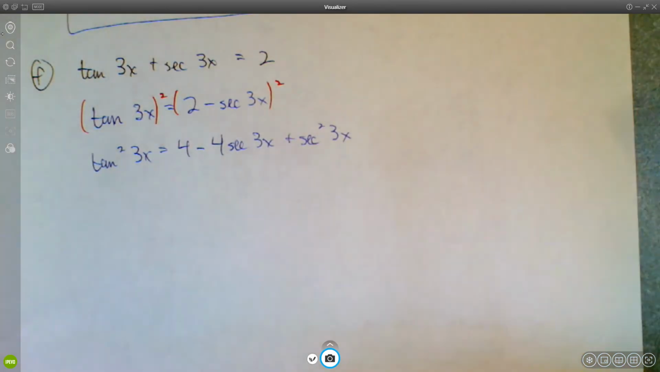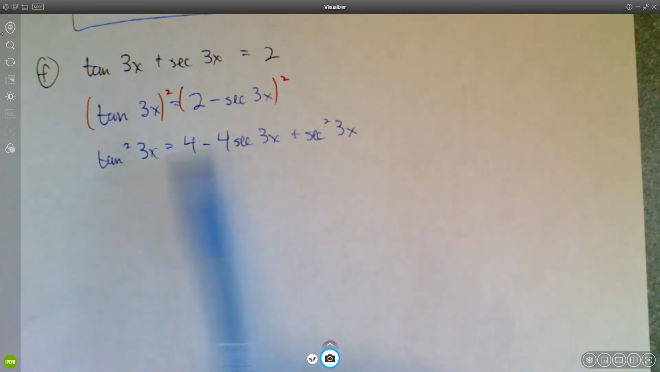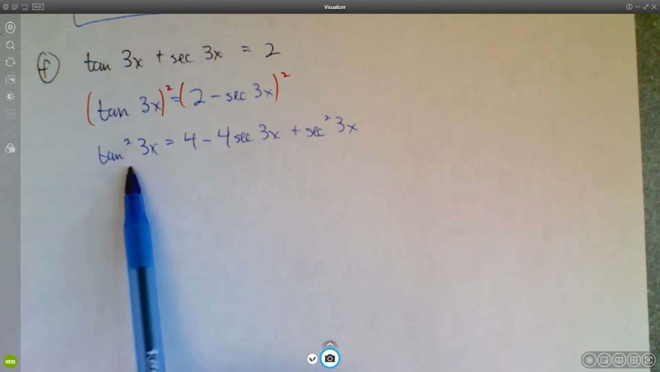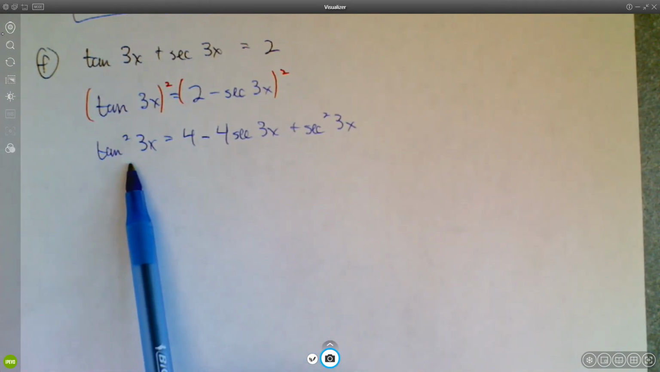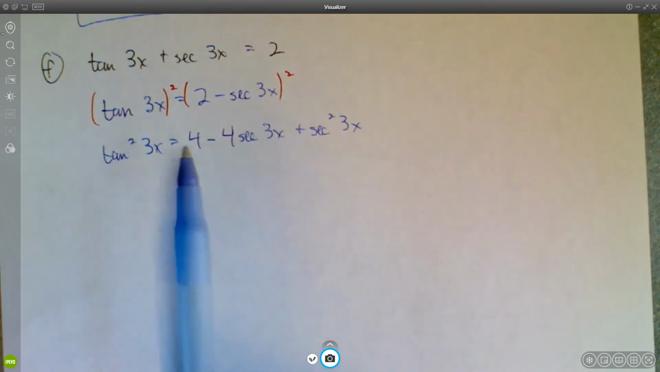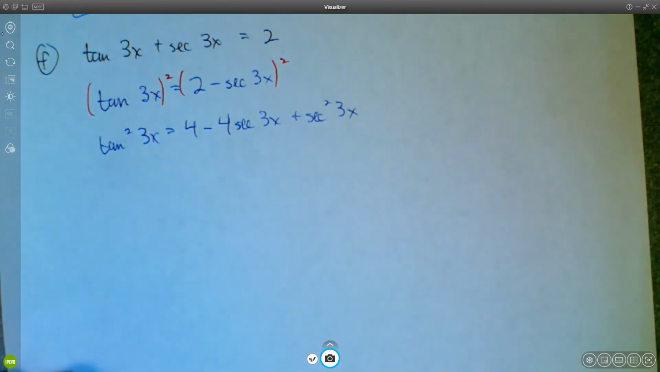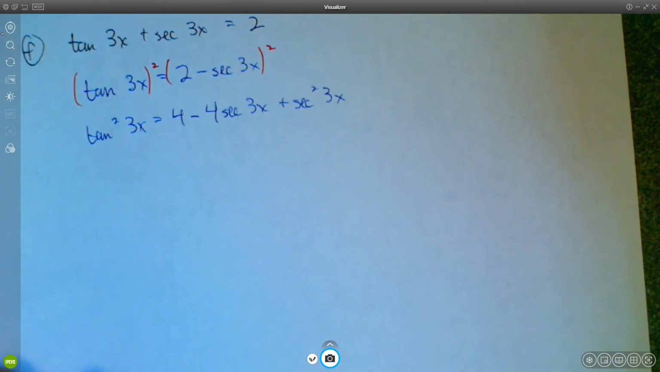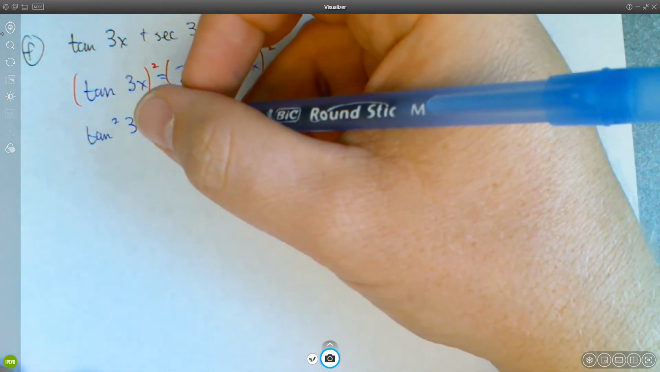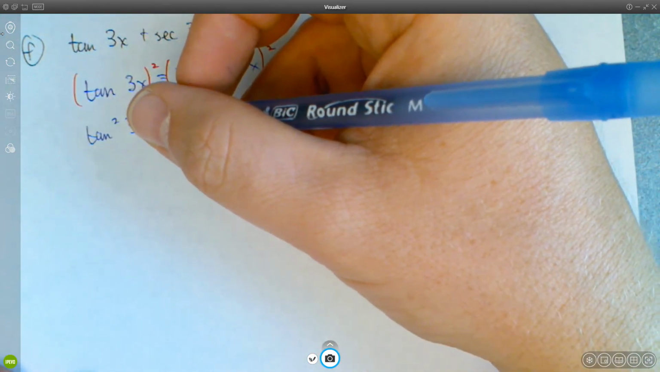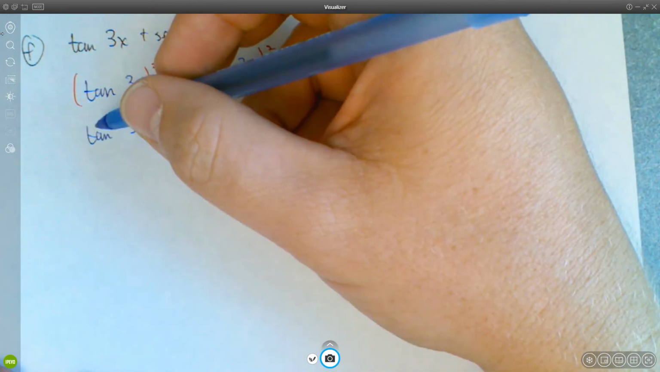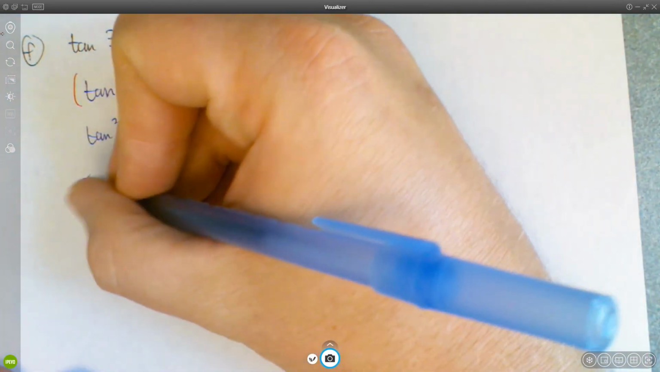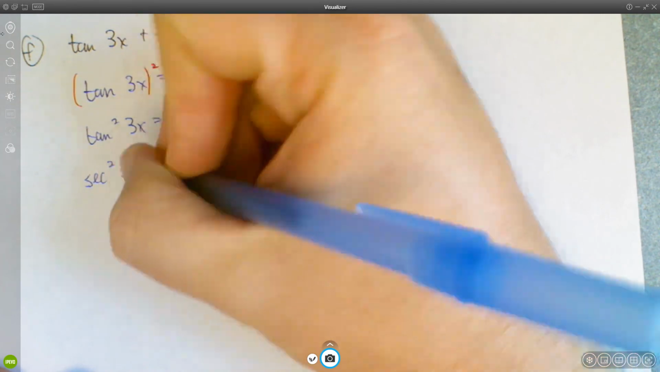Okay, so now that I've got all of this stuff in terms of secants, I think the easiest thing to do is going to be to rewrite this tangent squared as a secant squared. So let's do that. Okay, so I can rewrite the tangent squared as secant squared minus 1. So this is secant squared 3x minus 1.